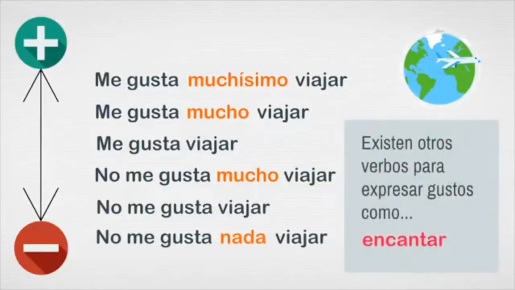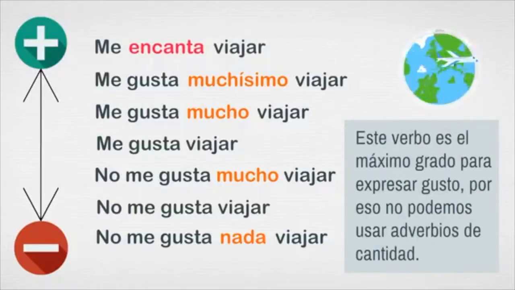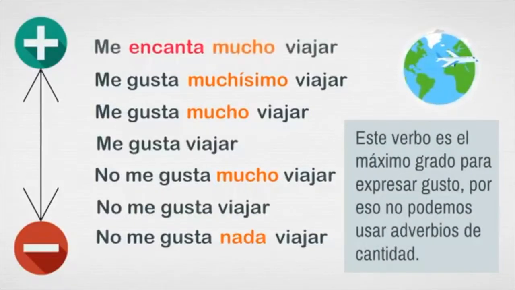Me encanta viajar. I love to travel. And look, you cannot say me encanta mucho viajar. Because me encanta is already a lot, so me encanta is I love, ¿vale? So just me encanta viajar. Encantar is a verb that works exactly like gustar. And encantar is when you like something a lot. Me encanta, I love it, me encanta.